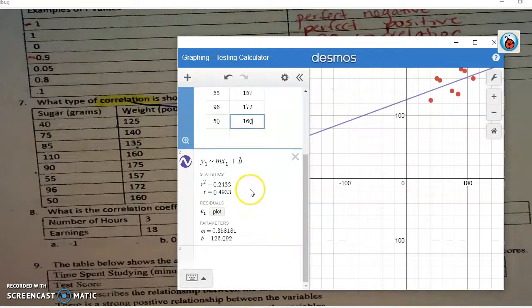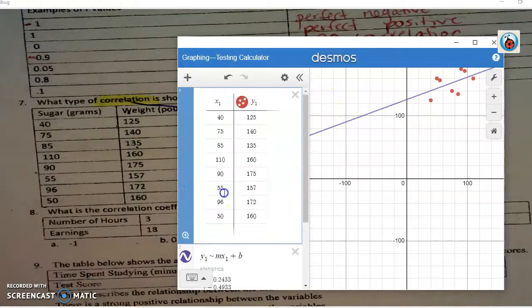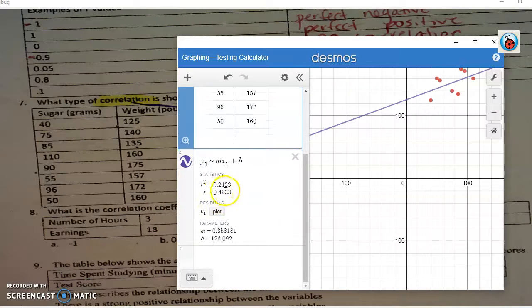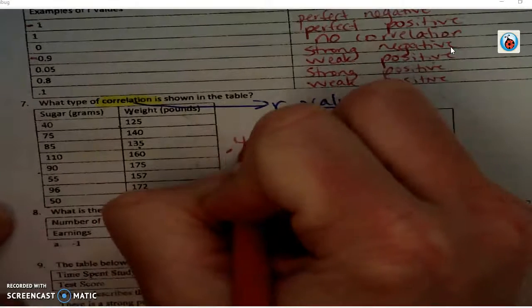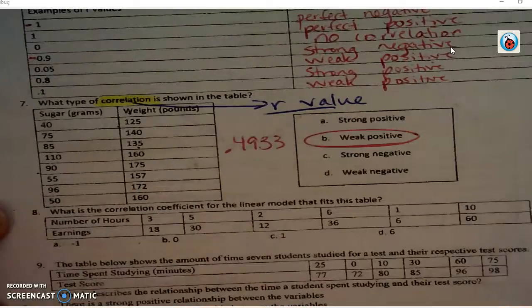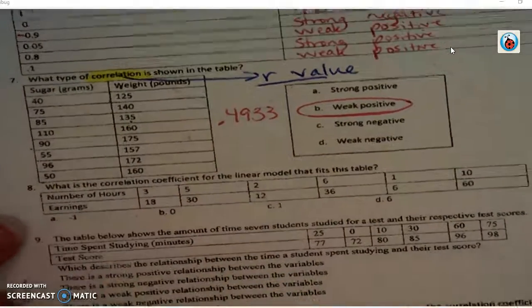And come down here and you look. Here's the R value. It's 0.4933 right there, which is weak positive. It's less than 0.5.